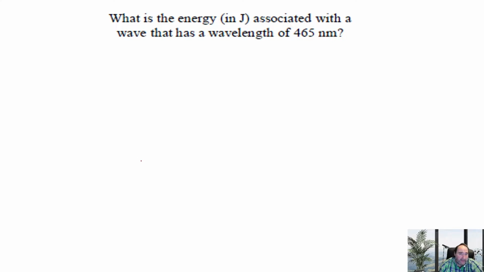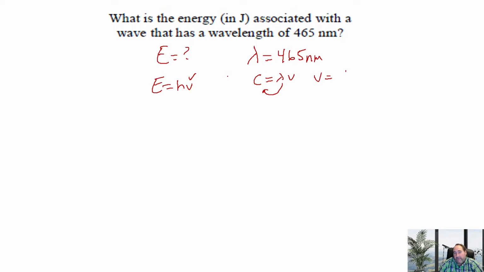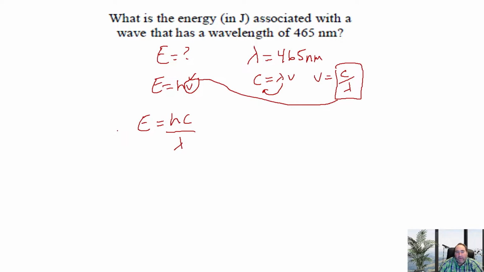And if we take a look at one here together, just to show how that would work, we're looking for the energy. We do have the wavelength, which is 465 nanometers. So we have our equation, which is E equals H times the frequency. This version of the equation will not do us so good because we don't have the frequency. But once again, if we tie in our previous equation and divide it over, our frequency equals C divided by the wavelength. Now we can substitute that in. And that will give us E is equal to HC divided by the wavelength.